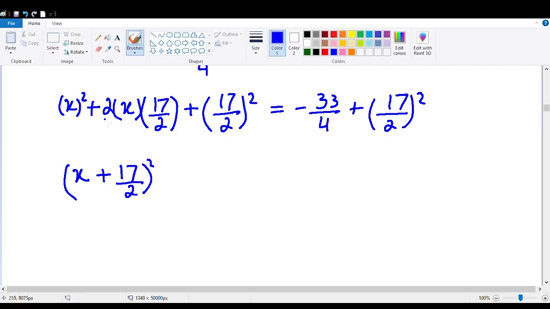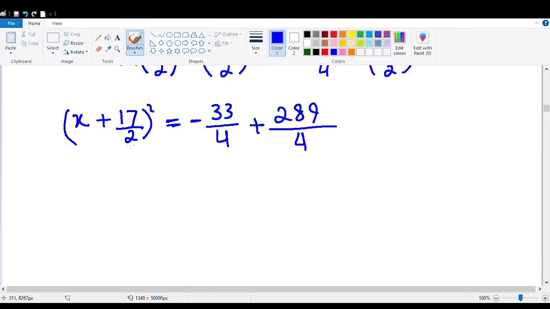And how is that? Because x and plus from here, because this is the deciding term 2ab, and then we have b, 17 over 2. That's how. Equals minus 33 over 4. This will be plus 17 squared, which is 289. Over 2 squared, which is 4. Let's move down a bit.